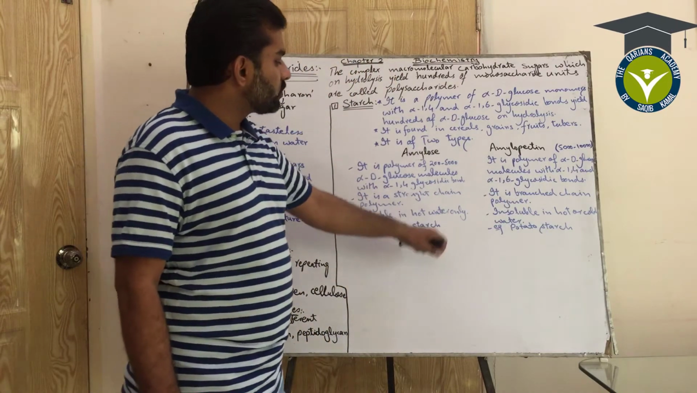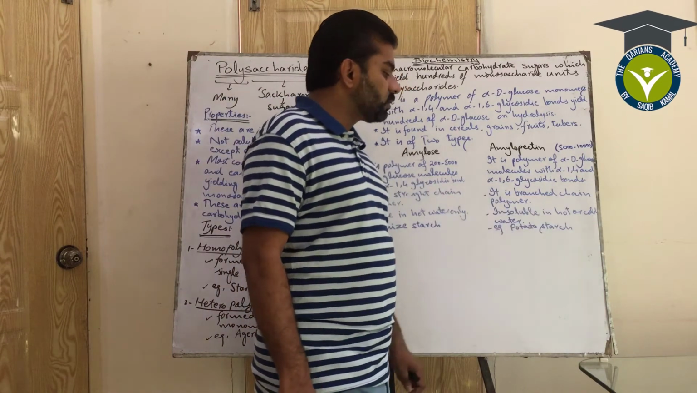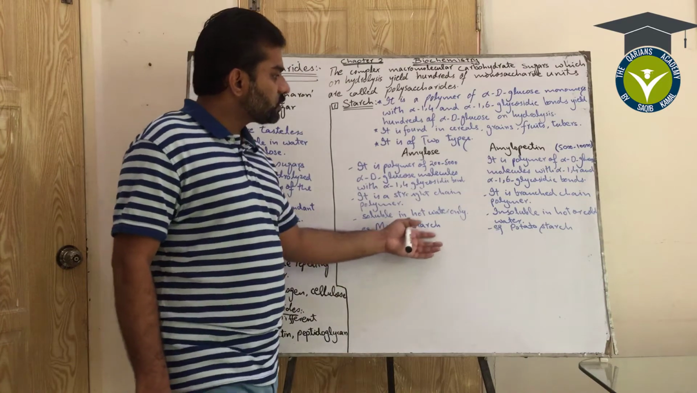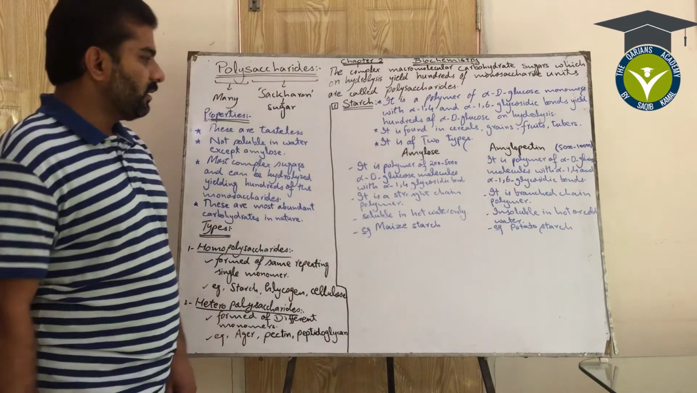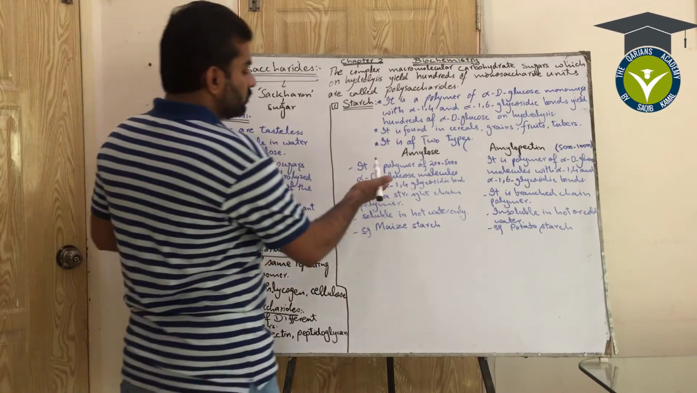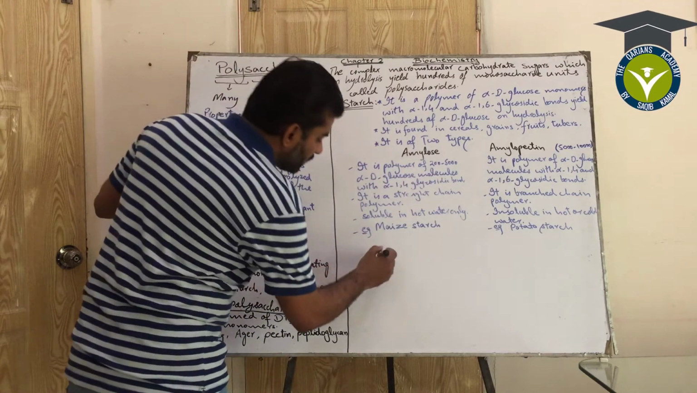Amylose is soluble in the hot water only, and amylopectin is insoluble in the hot or the cold water. Amylose की मिसाल maize starch, amylopectin की मिसाल potato starch. And what are their structures? As we know that these are the polymer of the glucose molecules.